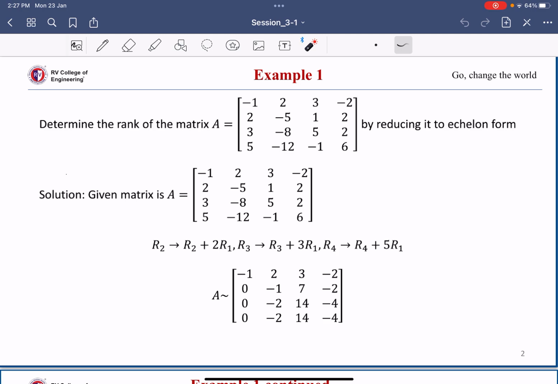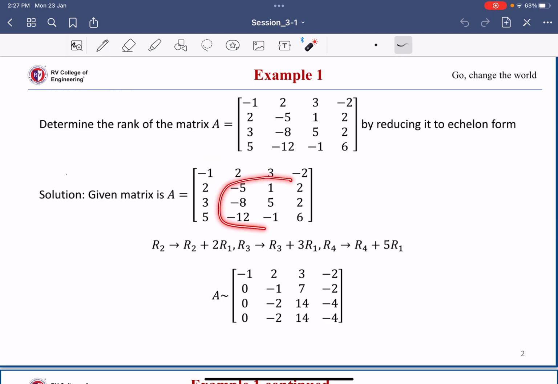So when you look at this matrix, the leading entry in the first row is -1 and all the entries below -1 must be made 0. So I need to apply the transformations R2 plus 2R1 so that 2 minus 2 gives you 0. I need to apply R3 plus 3R1 so that 3 minus 3 gives you 0. And the other transformation is R4 plus 5R1 so that 5 minus 5 gives you 0.